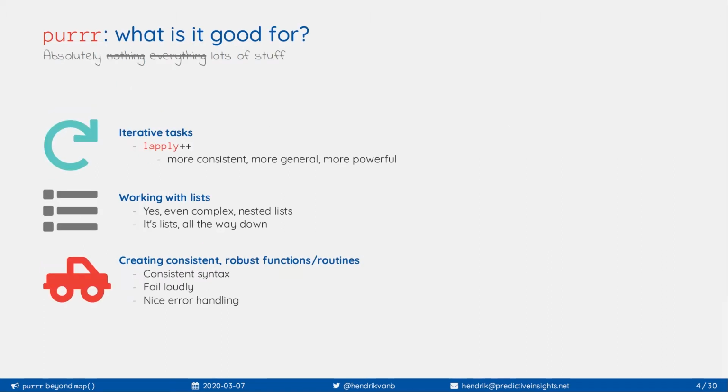So what is it good for? Quite a lot of stuff. So the first thing is iterative tasks. I see it as a supercharged lapply family, lapply++, if you like. It's also really good for working with lists, particularly complex nested lists. I don't know of anything else in R that's quite as good for doing that. And then there's a thing that people very seldom mention, to create really robust, flexible, and consistent routines and functions. Things that fail loudly when they have to, or fail completely silently if you choose to force them to do so, and have consistent syntax.